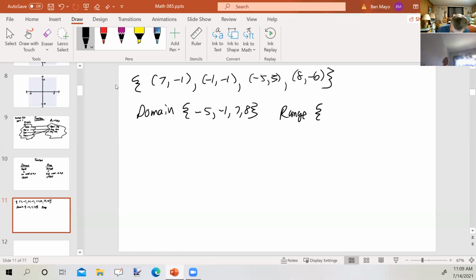The range is going to be, let's put them in order, I missed one there: -6, -1, and 3. Notice that there were 2 range values that were the same, but I didn't need to list them twice. Does that work like a function? Yes. 7 goes to -1, -1 goes to -1. 2 inputs going to the same output. That's okay. So this is a function, and we have its domain and range.